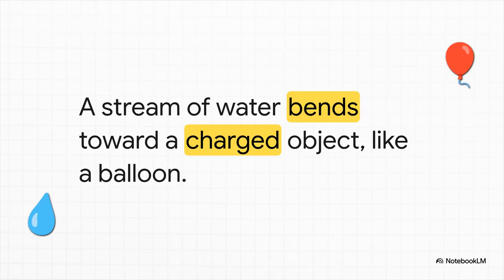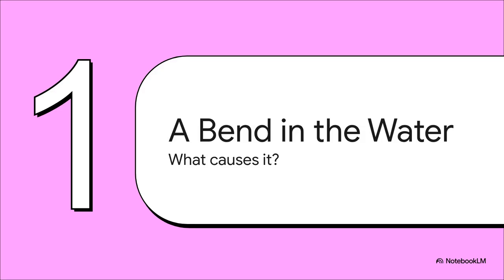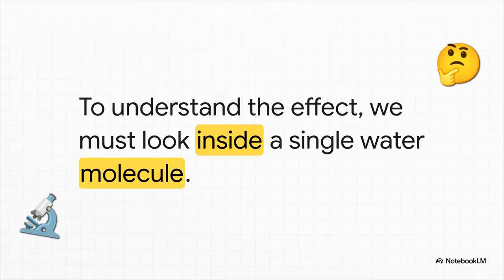And to really get what's going on, we have to shrink down to a level you can't even see, the molecular level. Okay, section 1, a bend in the water. Let's figure out what's causing this bizarre effect. So what is happening here? The key to this entire puzzle is hiding inside one single water molecule. The unique way that one tiny molecule is built, when you get billions of them together, is what causes that entire stream of water to bend.